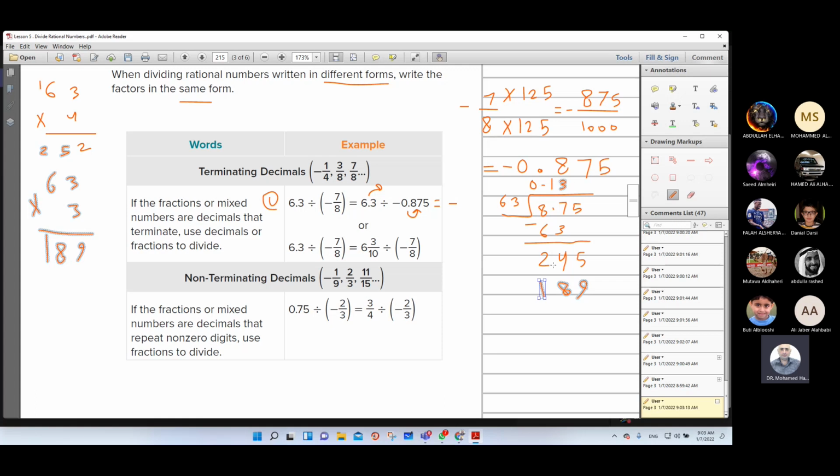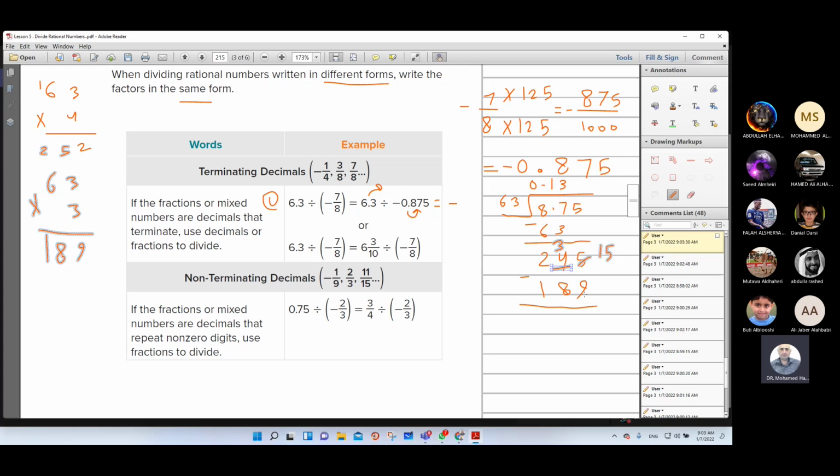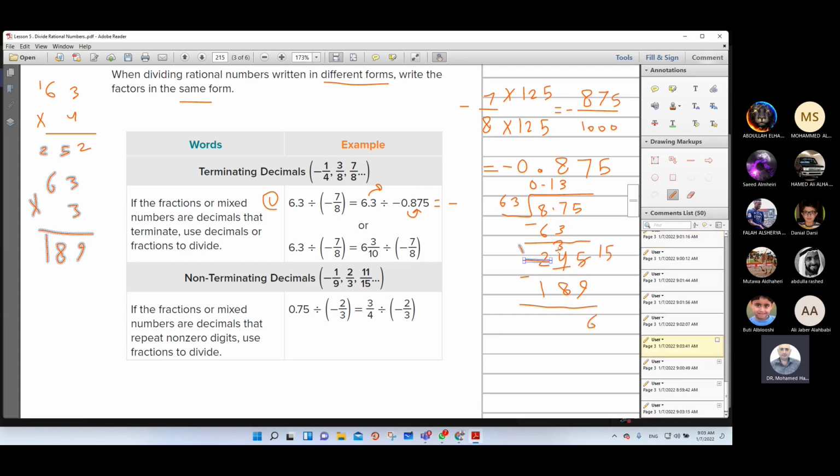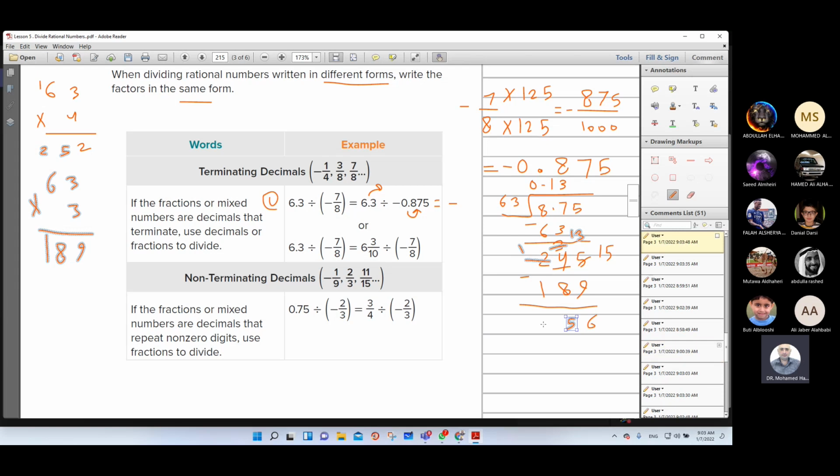So write here 3. Then do minus. 5 minus 9, you cannot do this operation. Borrow 1 from 4. 4 will be 3. And 5 will be 15. 15 minus 9 will be 6. And 3 minus 8, we cannot do this operation. Borrow 1 from 2. 2 will be 1. And 3 will be 13. 13 minus 8 will be 5. And 1 minus 1 will be 0.